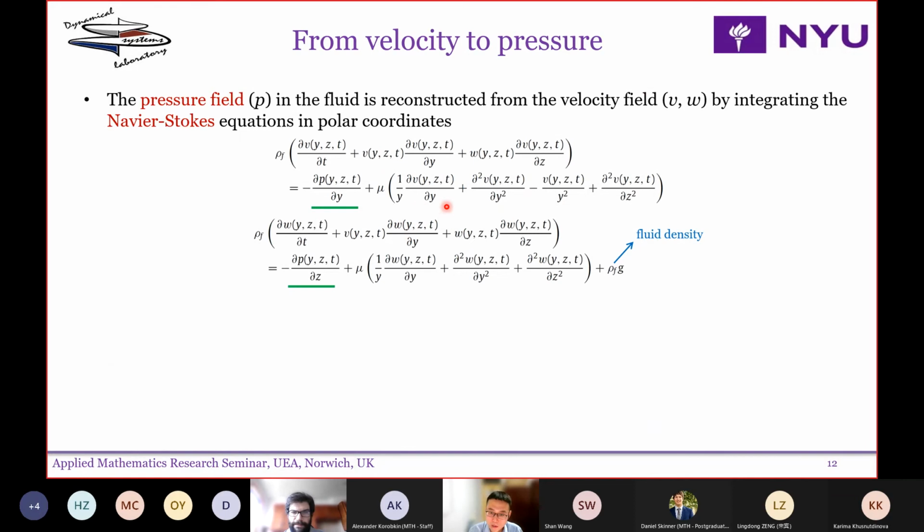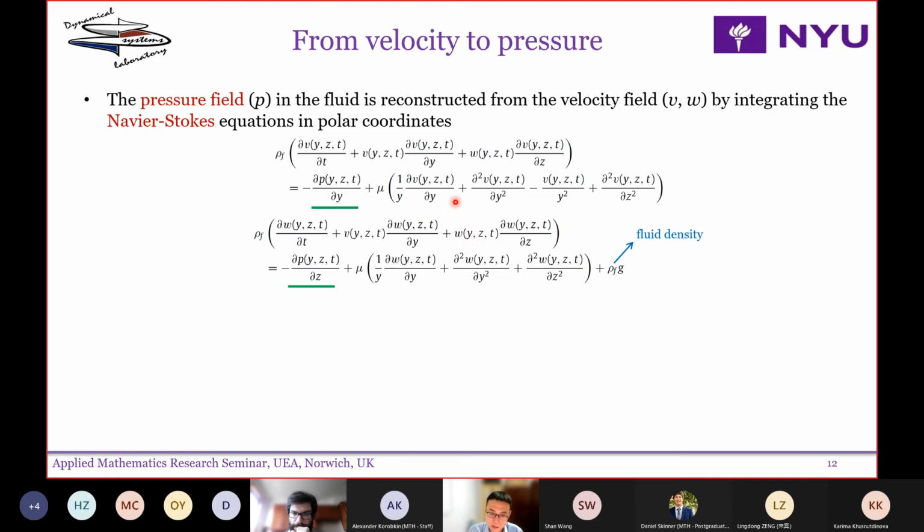Here I'm showing you the two Navier-Stokes equations expressed in polar coordinates. Here the y direction is the radial direction, and z is the vertical direction. If we consider the velocity components u and w as known to us from PIV, and we can consider their spatial and temporal gradients as known to us because we can compute them from the PIV, then in these two equations the only unknown is the pressure, right? If we integrate these two equations, we can get the pressure distribution. So the idea is actually very simple.